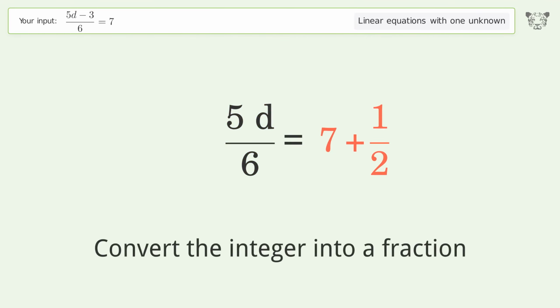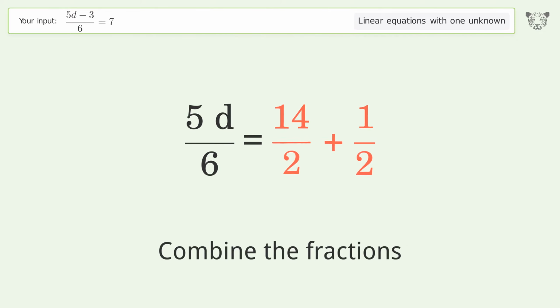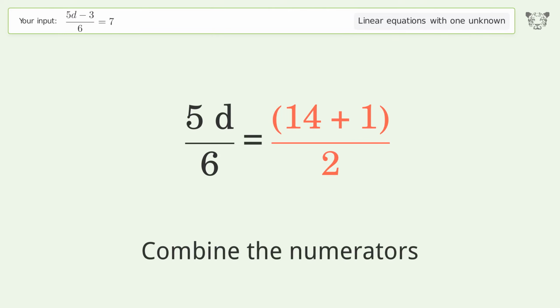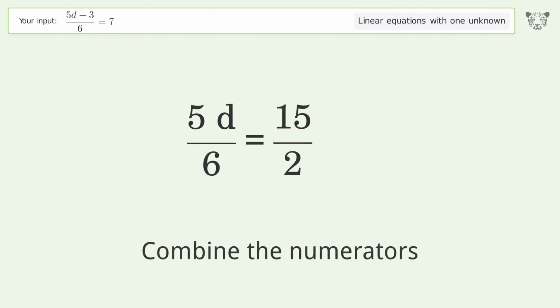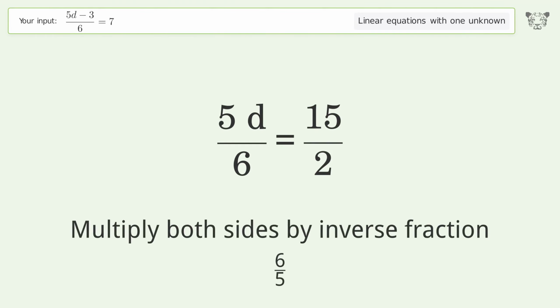Convert the integer into a fraction. Combine the fractions. Combine the numerators. Isolate the d. Multiply both sides by inverse fraction 6/5.